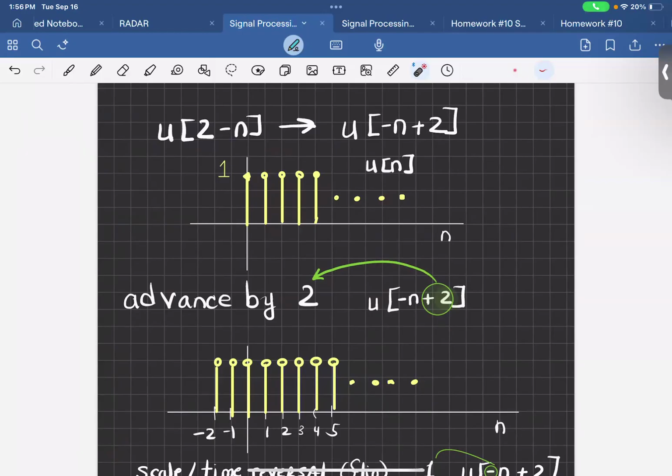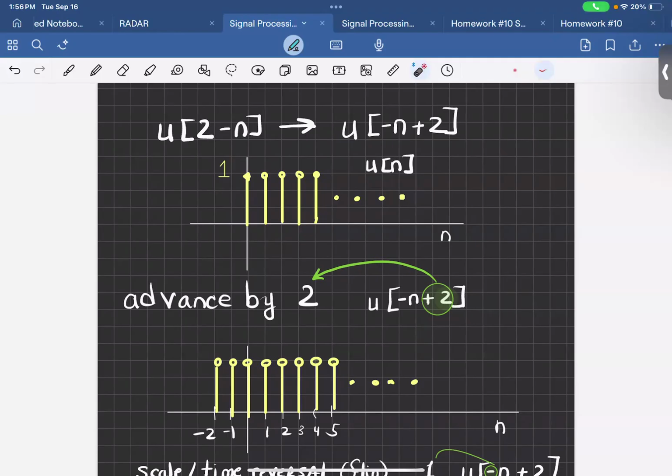So when interpreting u[2 - n], I first rearrange it to the model that Oppenheim presents on page 11. I start with u[n], the basic unit step function, which is 1 for n greater than or equal to 0 and 0 otherwise. I always begin by drawing the basic function. Never just assume you can see it from the equation.